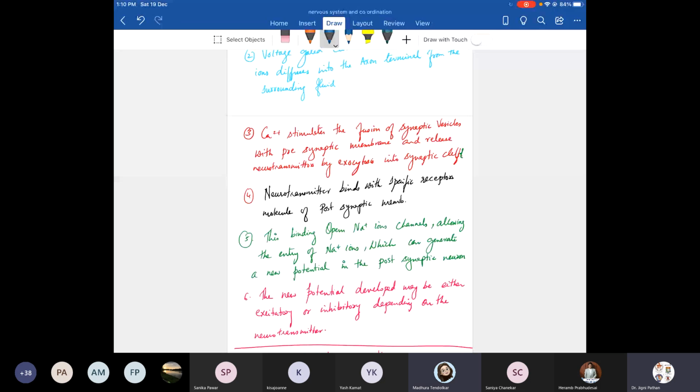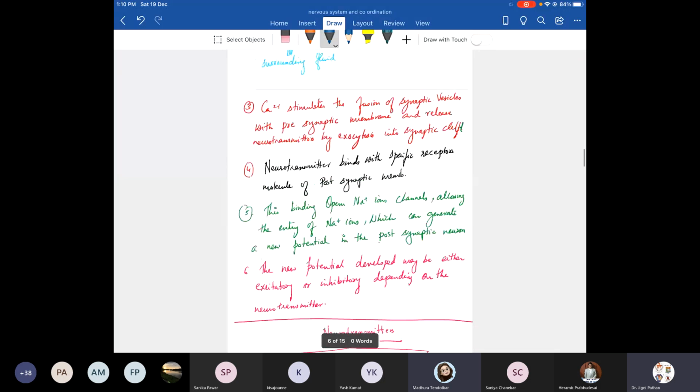Ma'am, this is of chemical synapse, right? Yeah, we are not talking about electrical synapse. That's the reason chemical synapse includes neurotransmitters. So it should be chemical or electrical when there's a neurotransmitter? Chemical, ma'am. Yes. Done, everyone.